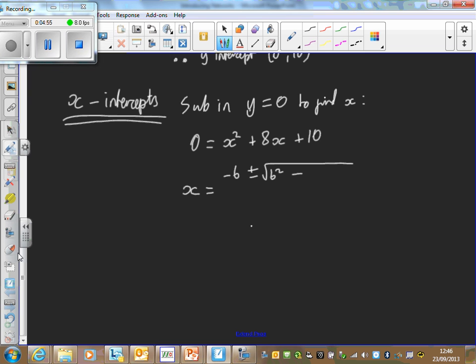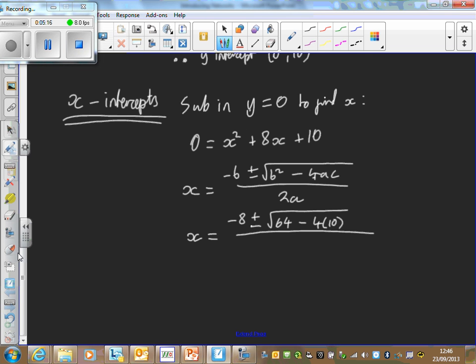This doesn't factorise. So x is minus b plus or minus the square root of b squared minus 4ac, all over 2a. So x is minus 8 plus or minus the square root of b squared, which is 8 squared, which is 64, minus 4 lots of 1 multiplied by 10, so 4 lots of 10, divided by 2. A is 1. So my x-intercepts, the solutions of this equation, are minus 8 plus or minus the square root of 24 all over 2.